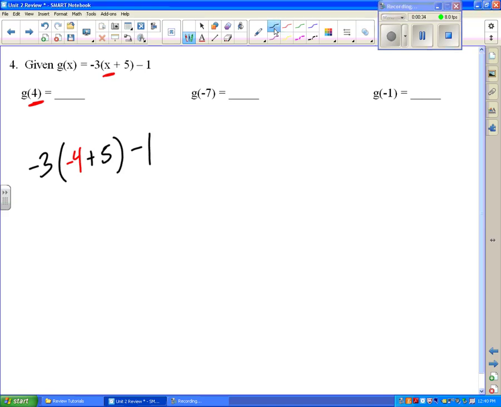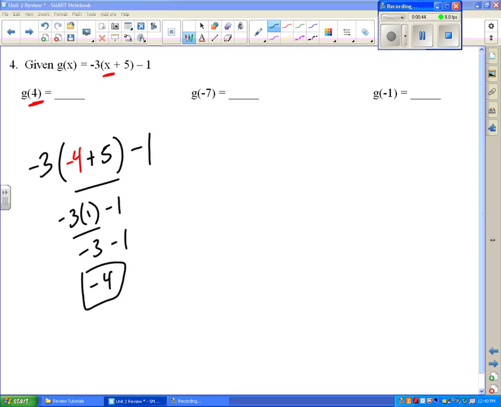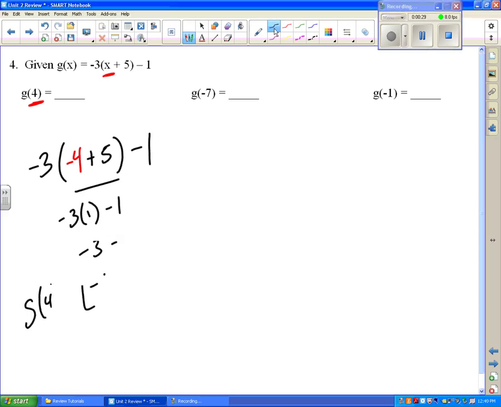So I do what's inside. Negative 4 plus 5 is 1. So negative 3 times 1 minus 1. Negative 3 times 1 is negative 3. Minus 1 is negative 4. So I'd say g of 4 equals negative 4.